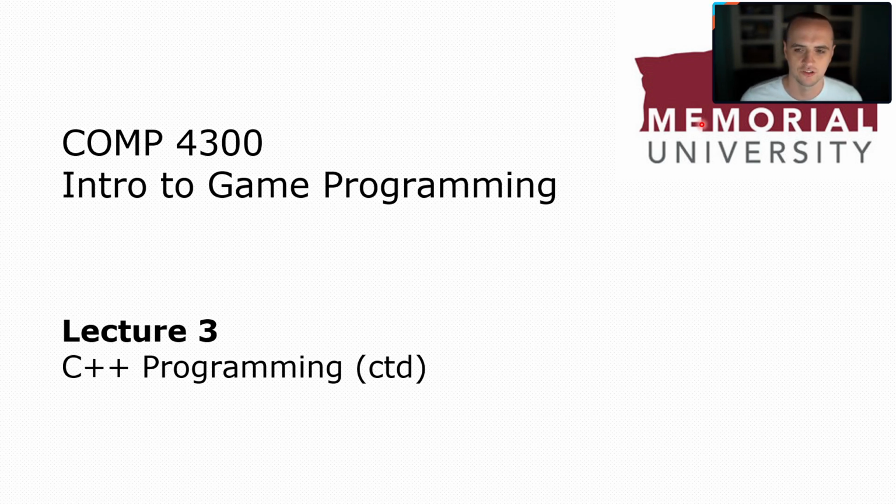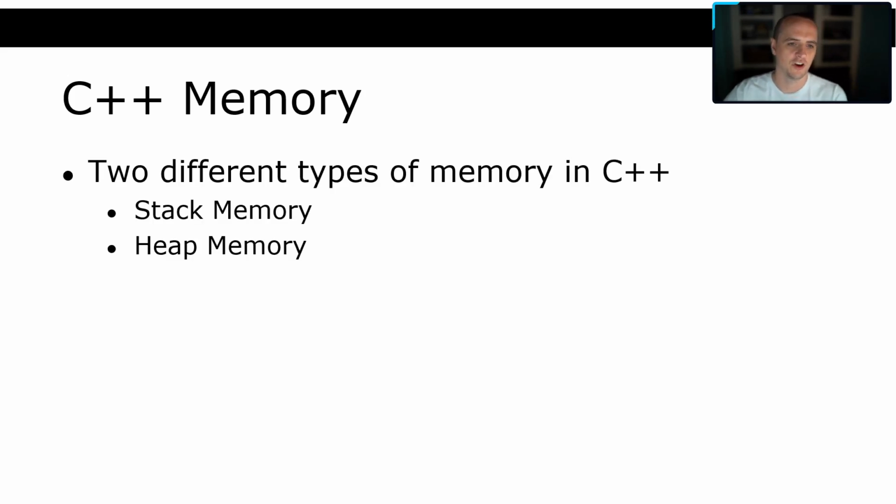So lecture 3, some more C++ programming. Today we're going to be talking about memory-related things, mostly. So C++ memory, of course, as we talked about last time, one of the pros and cons of C++, depending on how you look at it, is that you have to manage your own memory, right? So what does that entail? Well, there's two different types of memory in C++. There's stack memory and there's heap memory.